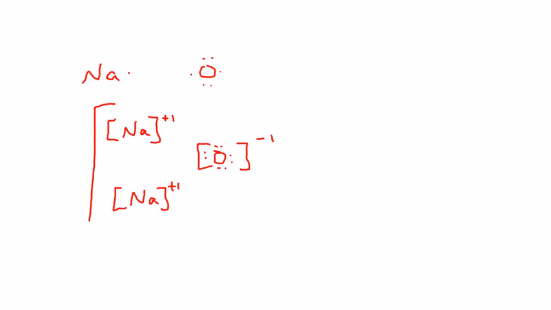and that would give us this entire structure as our ionic Lewis structure. So our formula here is Na2O. 2 sodiums, 1 oxygen.